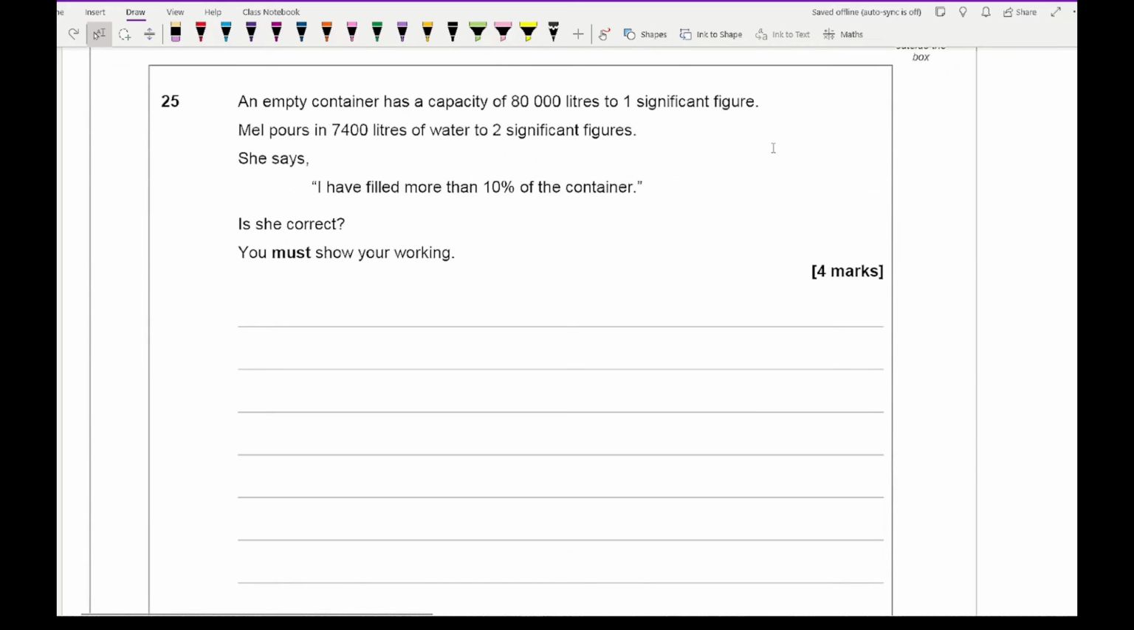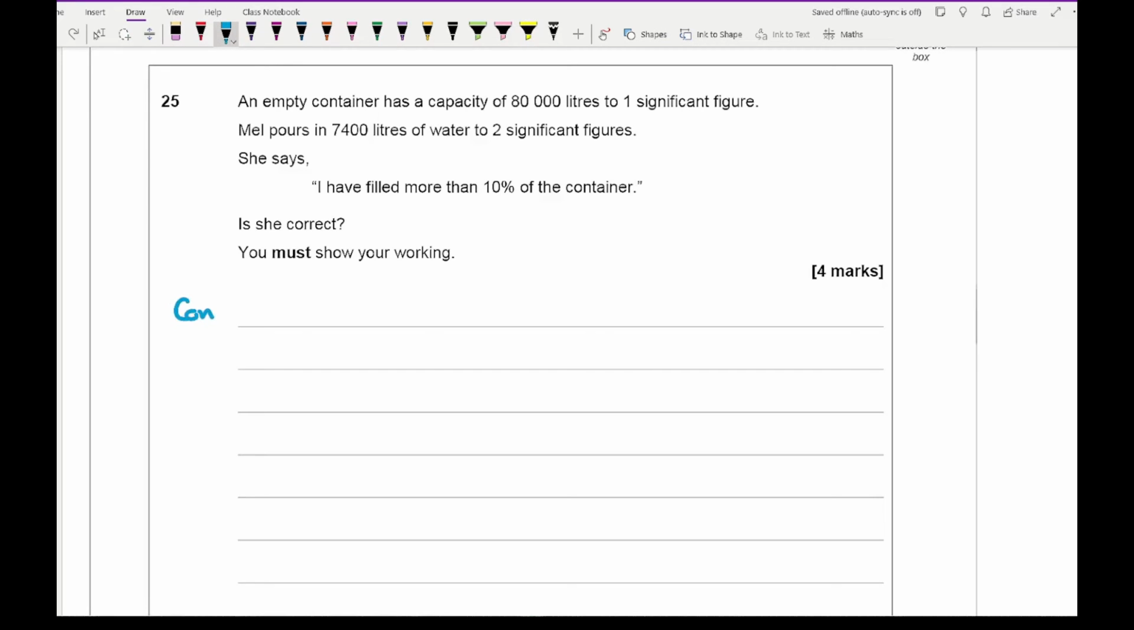Moving on to question 25, it says that an empty container has a capacity of 80,000 litres to one significant figure. Mel pours 7,400 litres of water to two significant figures. She says, I filled more than 10% of the container. Is she correct? Now this is an upper and lower bounds problem solving question.